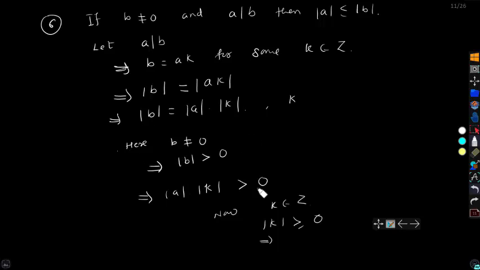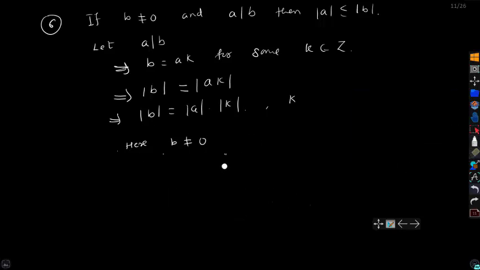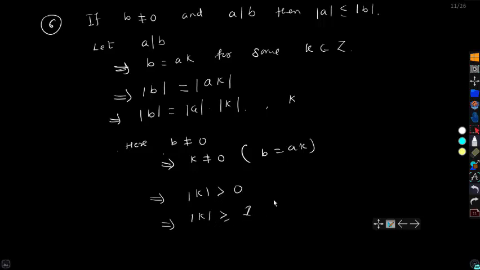Here, since B is not equal to 0, this implies that K is not equal to 0. Why? If K equal to 0, then 0 into A is 0, as B is equal to AK. So K cannot be 0. This implies that modulus of K is greater than 0, which means modulus of K is greater than or equal to 1, because K belongs to Z.